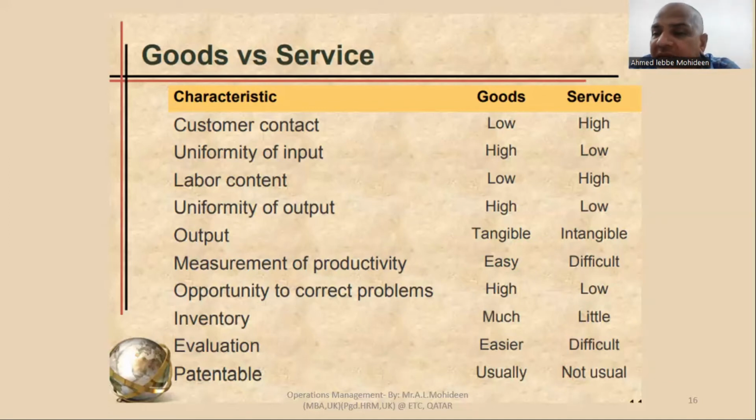Patentable, it's a right. For goods you can usually have it. For services, you can't have patent rights. What is the meaning of patentable? Patent rights mean the sole right, you claim that it is your own. Like McDonald's, the M is M for McDonald's, so no one can use that M and do business. That belongs to you. If you make something, no one can copy it. You can't duplicate it.